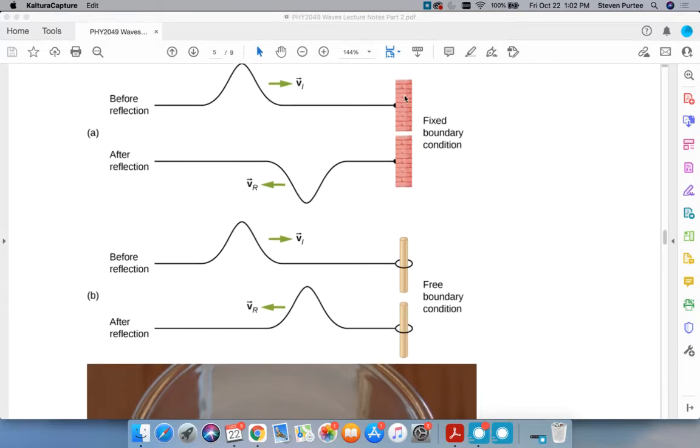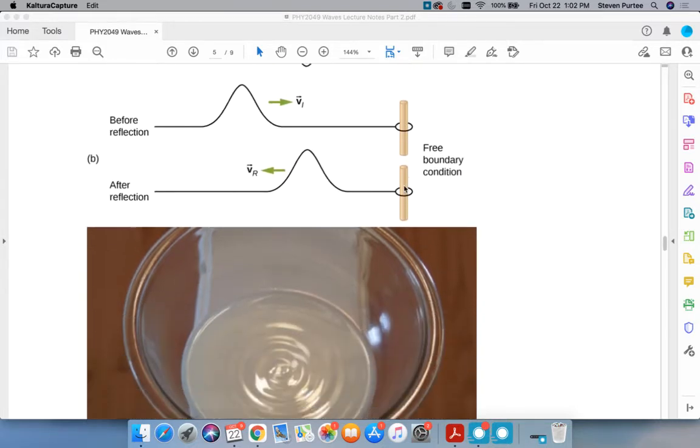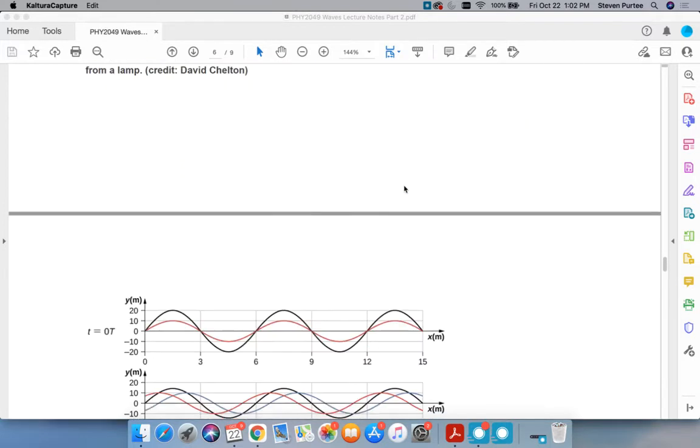Stringed instruments look like this. Horns look like this unless you put a muffle on the end, and you can make them look like this. We're not going to spend a lot of time on that at all. Yeah, there's a picture of that happening.